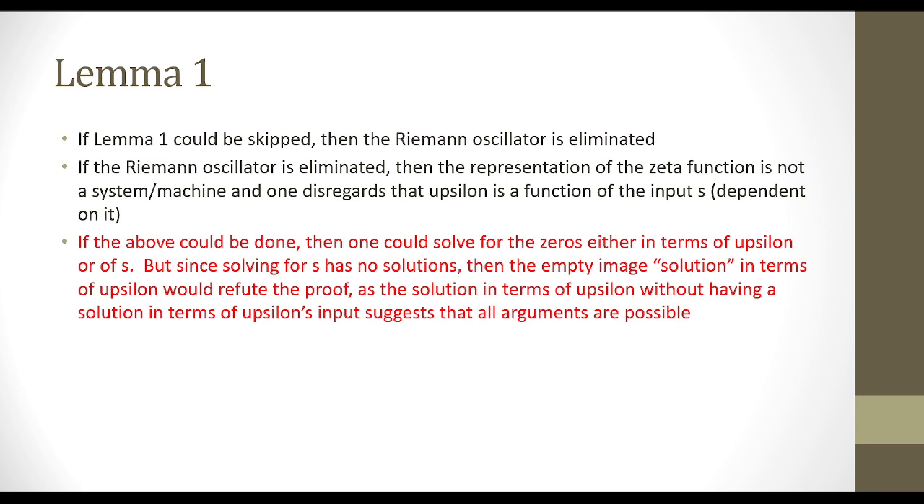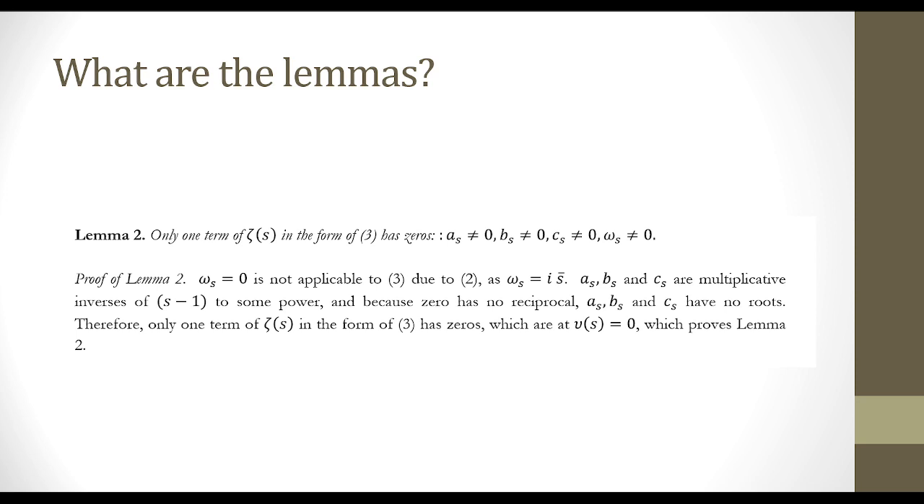So the empty image solution in terms of upsilon would refute the proof. Right? If we could get rid of all those lemmas, then yeah, we could refute the proof. It's the solution in terms of upsilon without having a solution in terms of upsilon. Input suggests that all arguments are possible. Well, asking the real part, he says no solutions are possible because I don't have a part in this. See where this goes? Is this logical? Can we skip the lemmas? Well, let's continue on. What are the rest of the lemmas?